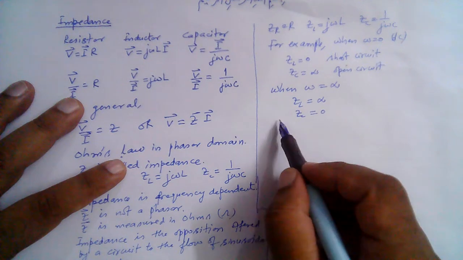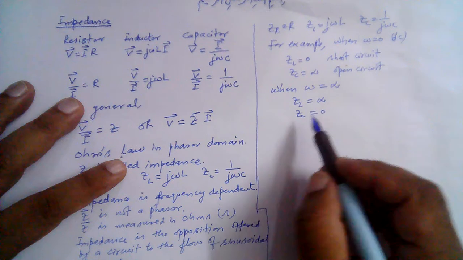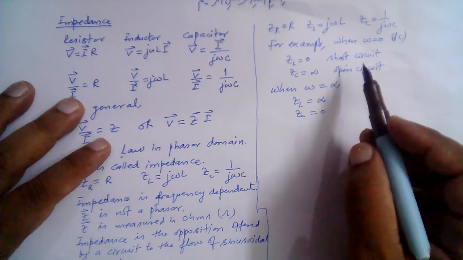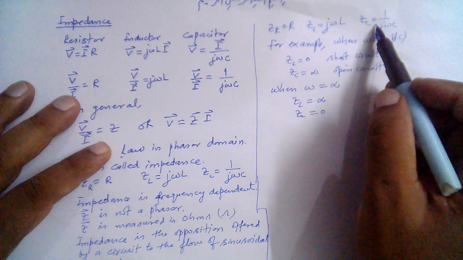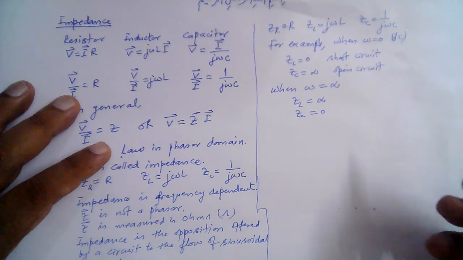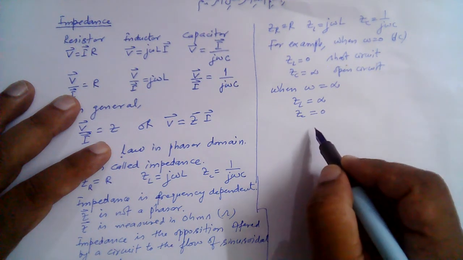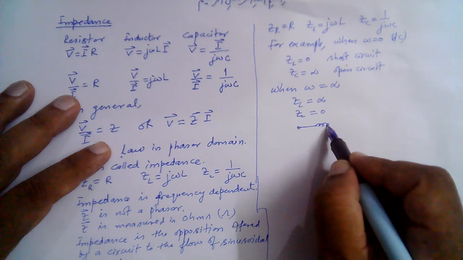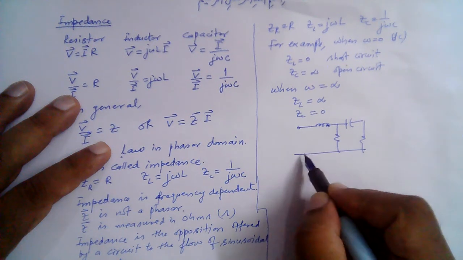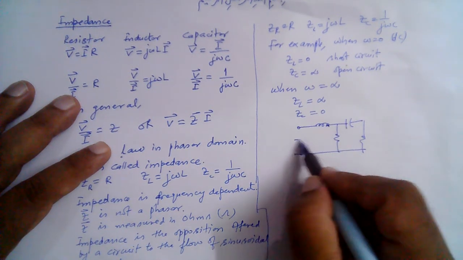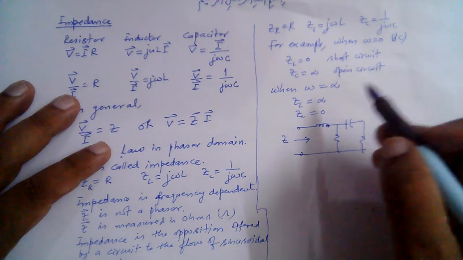So this is the behavior of inductor and capacitor to different frequencies. So this was the impedance for the inductor and capacitor, right? But in a circuit, we may have a combination of inductors and capacitors or resistors. For example, we may have some circuit like this. So its equivalent impedance, as seen from here, will not necessarily be like this, right?